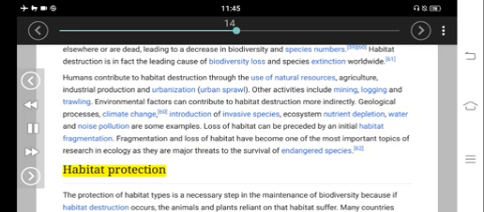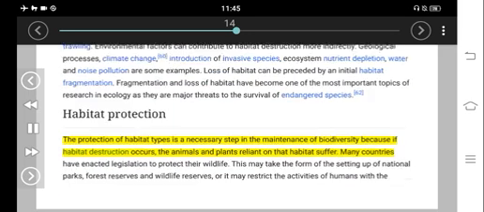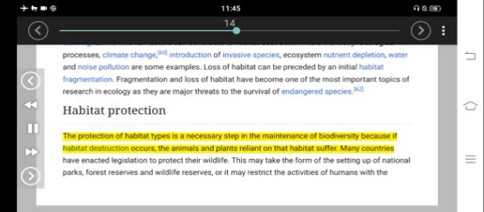62. Habitat protection. The protection of habitat types is a necessary step in the maintenance of biodiversity because if habitat destruction occurs, the animals and plants reliant on that habitat suffer. Many countries have enacted legislation to protect their wildlife. This may take the form of the setting up of national parks, forest reserves and wildlife reserves, or it may restrict the activities of humans with the objective of benefiting wildlife.